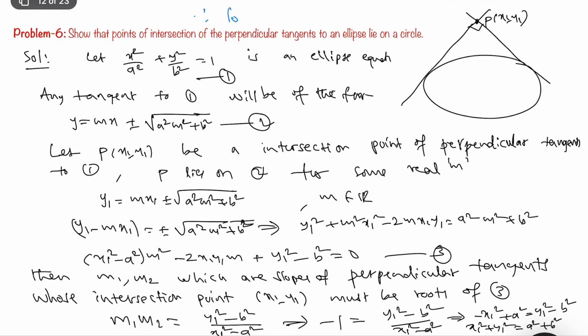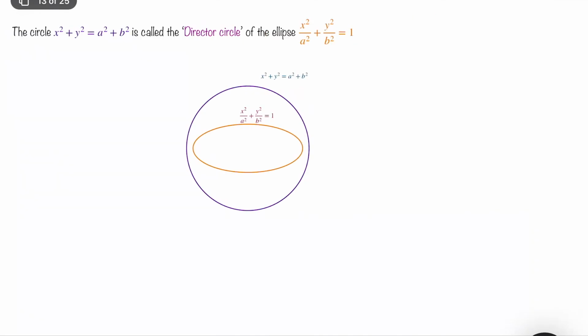Therefore, the locus of point P is x square plus y square equal to a square plus b square. This circle x square plus y square equal to a square plus b square has a special name: it is called the director circle of the ellipse x square by a square plus y square by b square equal to 1.